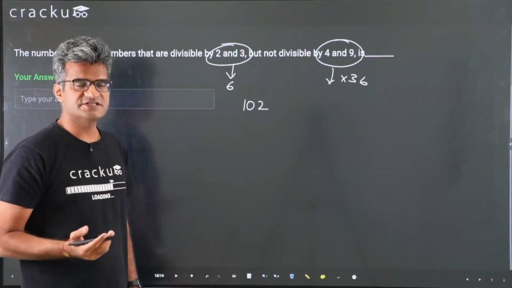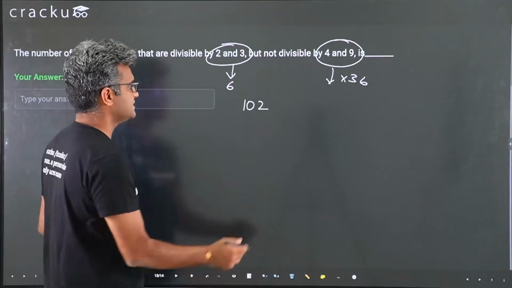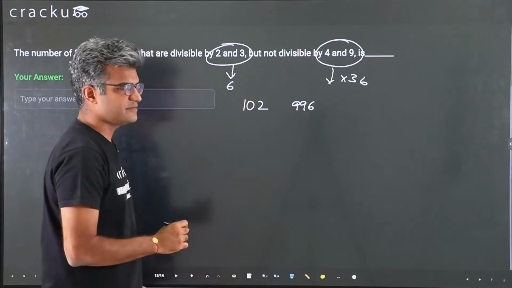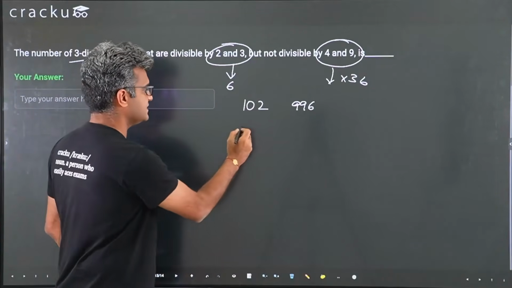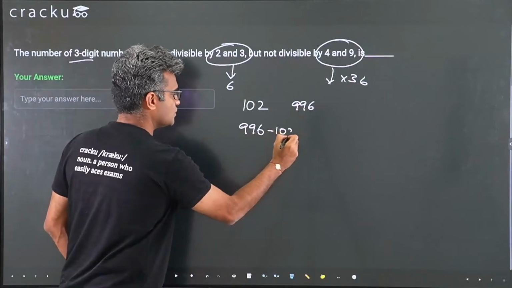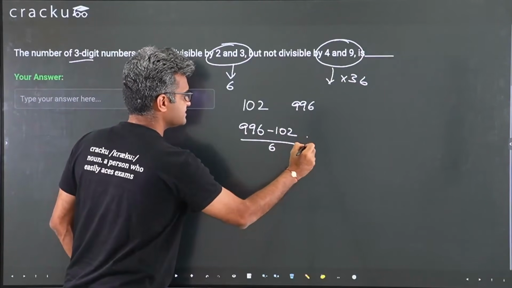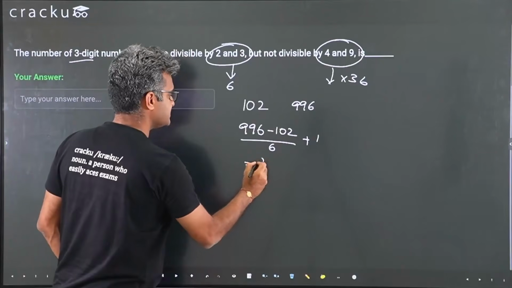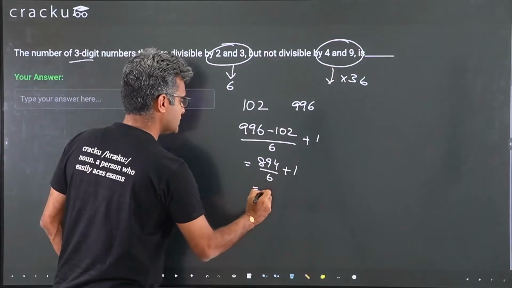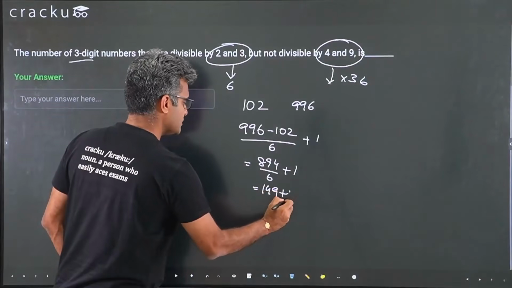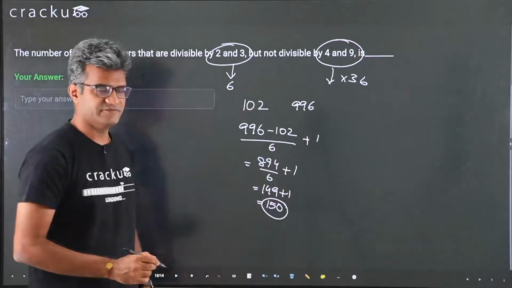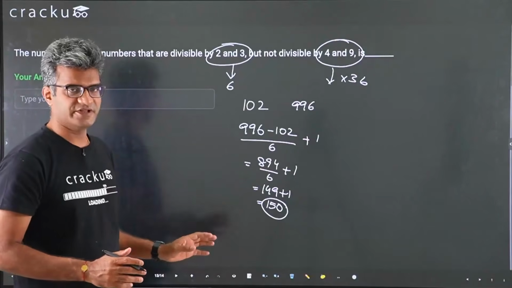What is the largest 3-digit number which is divisible by 6? That is 996. So how many 3-digit numbers are divisible by 6? That will be 996, which is the last digit, minus 102 divided by 6 plus 1. This is 894 by 6 plus 1, which is 149 plus 1, which is 150. So the number of 3-digit numbers which are divisible by 6 is 150.